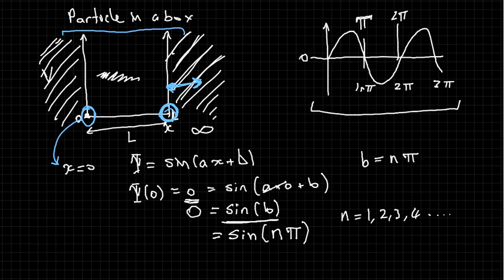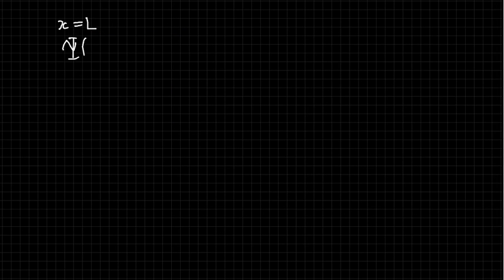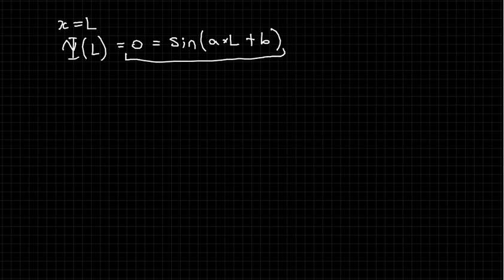And the second condition we've got is that when x is equal to L, then the function also has to be equal to 0. And we can see that from this picture over here, that when the x value is equal to L over here, then it cannot exist in this area. So the wave function cannot exist in here because it would need infinite energy to exist out in this region.